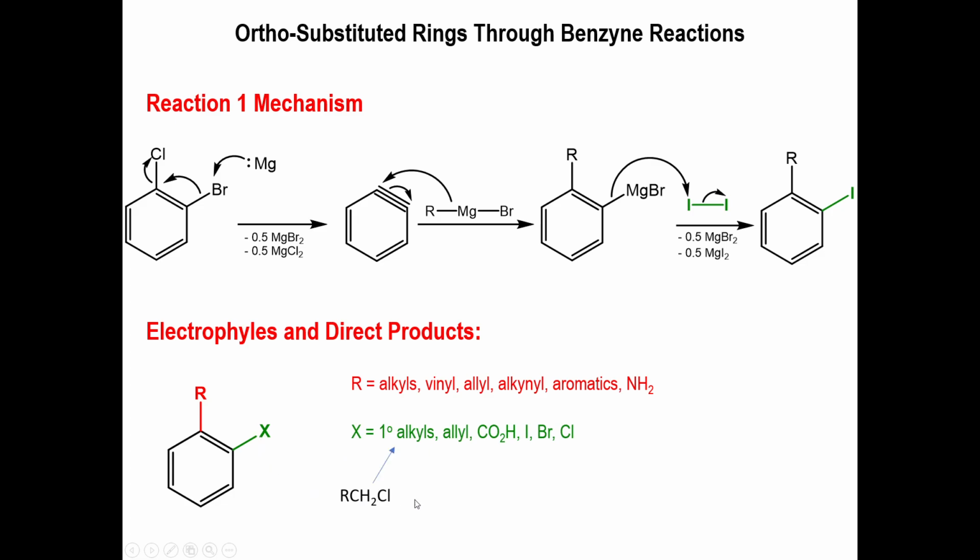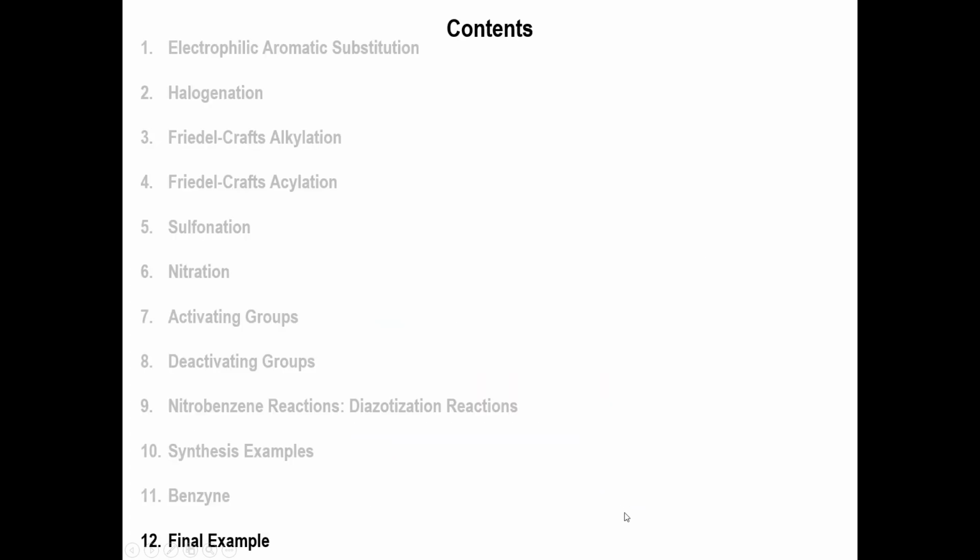And just to be sure that we're on the same page, you introduce the primary alkyls as long as you have a primary haloalkane as the substrate. You could introduce the allyl substituent if you have your chloroallyl molecule. You could introduce a carboxylic acid upon treating your Grignard with CO2, followed by acidification with acid. And your halogen simply by reacting the Grignard with the dihalogen itself. So this is a pretty powerful reaction.